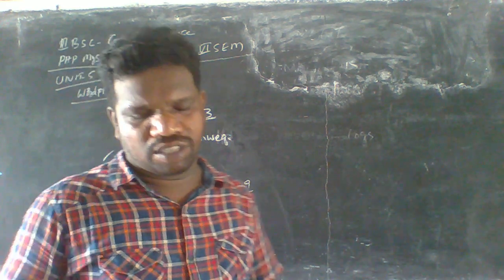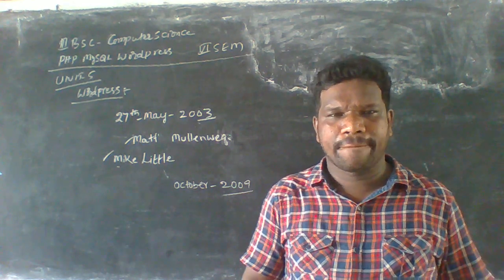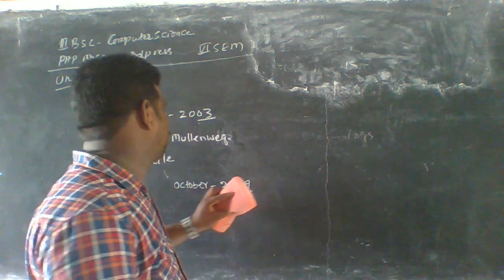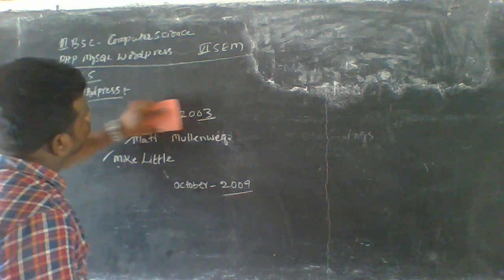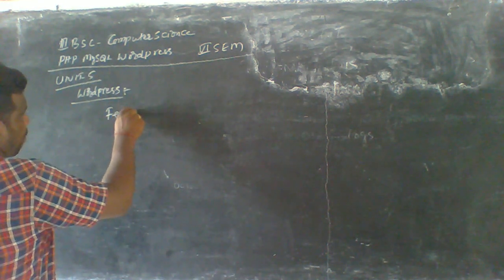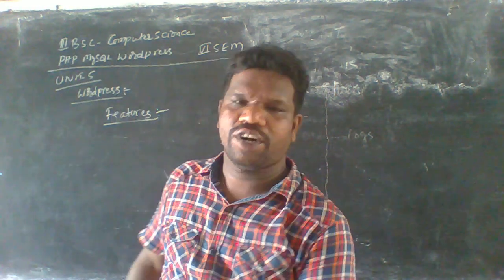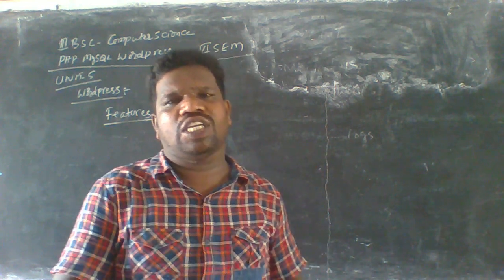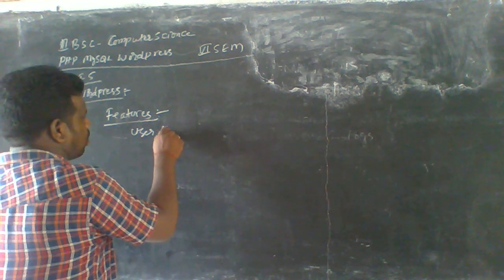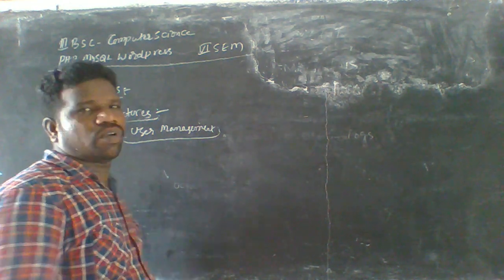Okay, so that is the history of this software here. And now I'm going to its features. What are the features of WordPress here? So the first point we have to see, there are some features available here. Features of the WordPress here. So the first feature is called user management. What is that? User management. So user management what here?